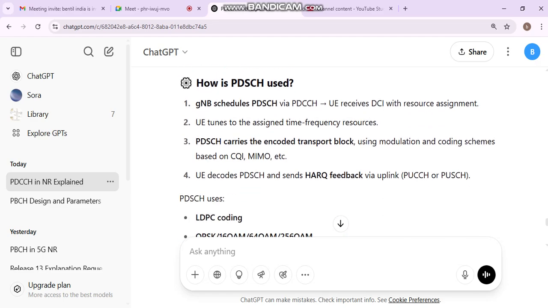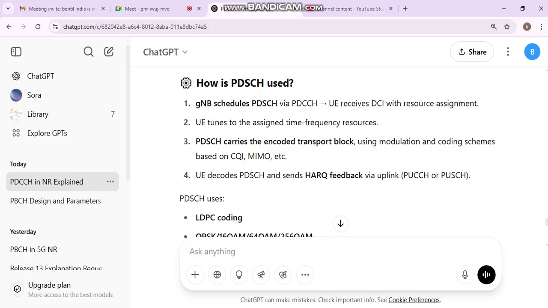So how is PDSCH used? The gNodeB schedules PDSCH via PDCCH. The UE receives DCI with resource assignment. The UE will tune to the assigned time frequency resources.